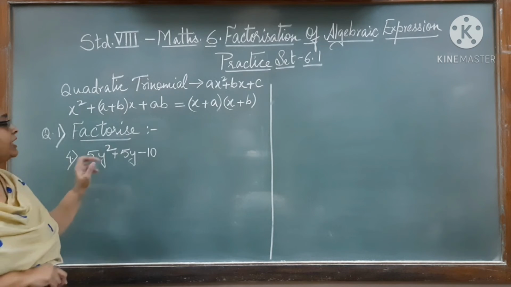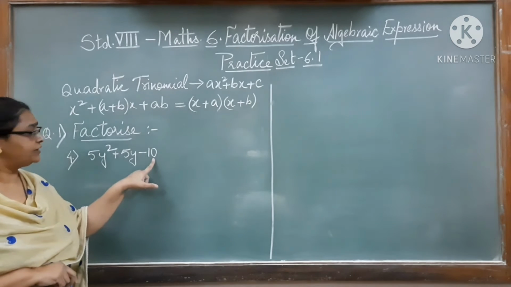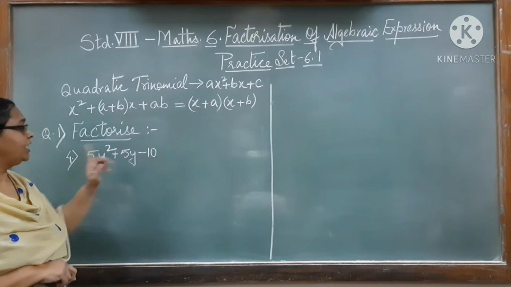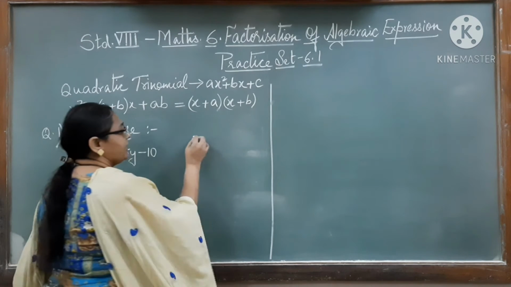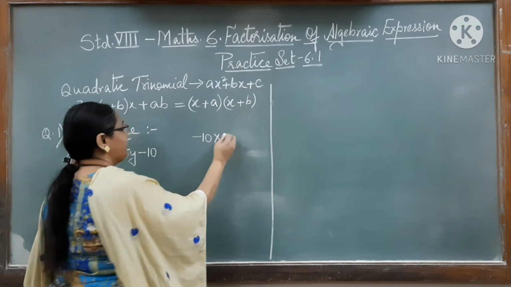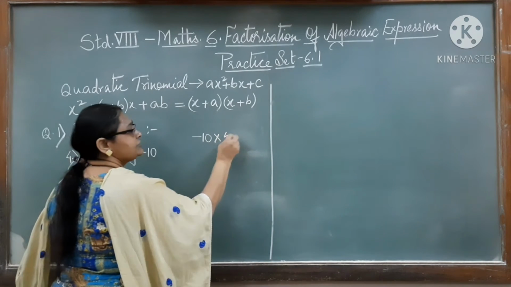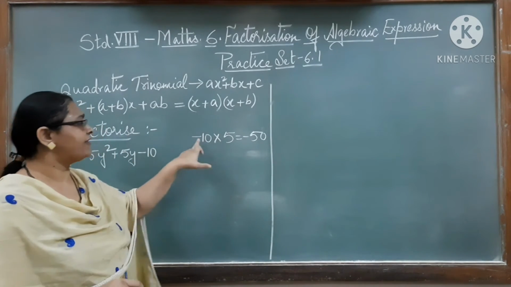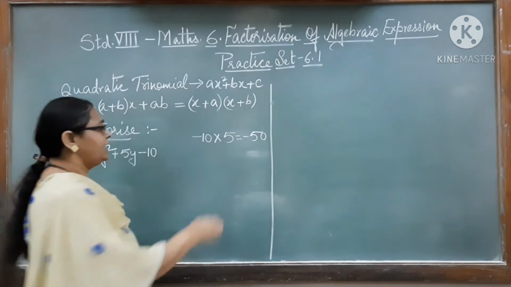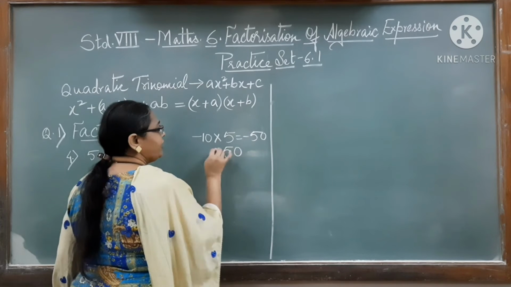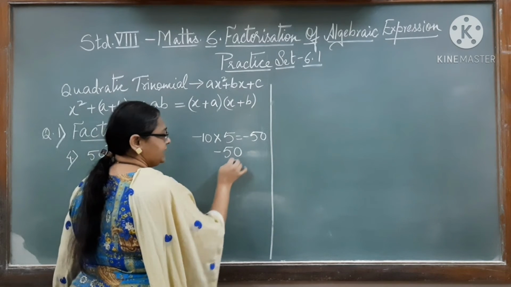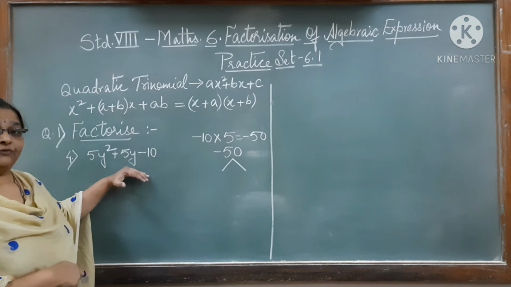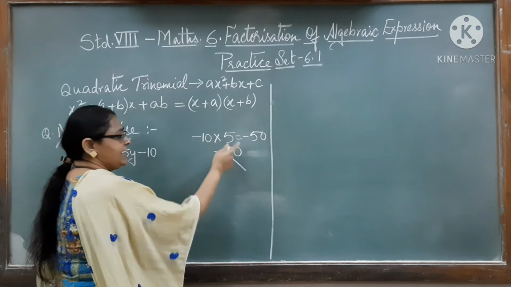So let us see. First let us find the product of the constant term and the coefficient of the first term. Here we have minus 10 multiplied by the coefficient of the first term, which is 5. So we get minus 50. 10 5s are 50, and we have a minus sign, so it is minus 50. Now we need to find the factors of minus 50. Let us find two such factors, and those two factors could of course be 10 and 5.